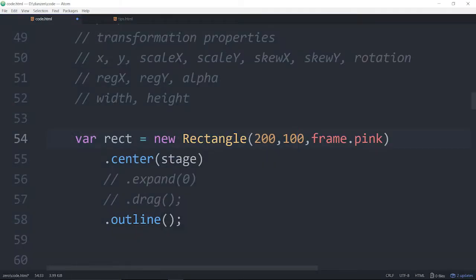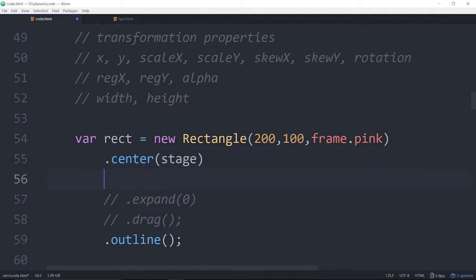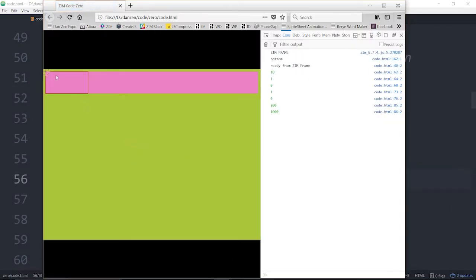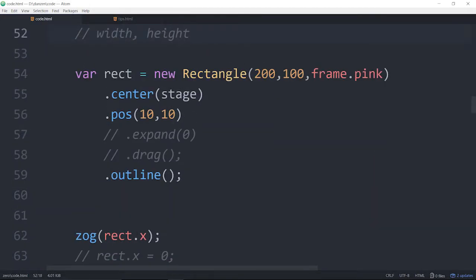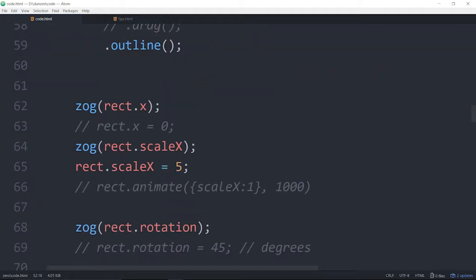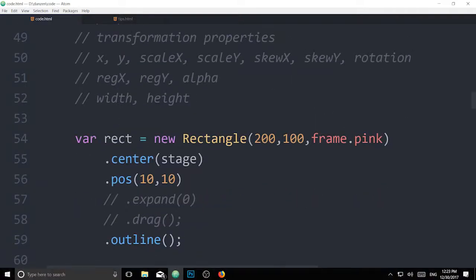So, chainable methods. So there we are centering. If we want to chain the position dot pos, so this would be adjusting the x and y. So if we wanted to hard code that to 10 comma 10, there'd be no real reason to center it on the stage at that point. But here we are, x and y, setting the position, and we refresh here, and there it goes. So do we still have some scale going somewhere? Scale x. Okay, let's comment that out. All right, try this again.